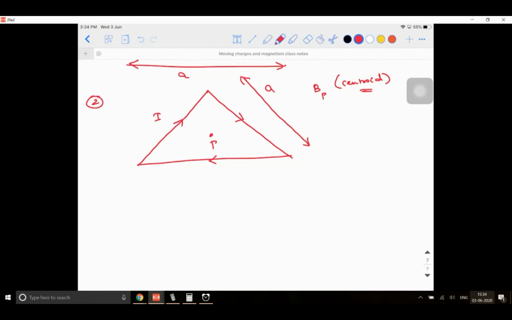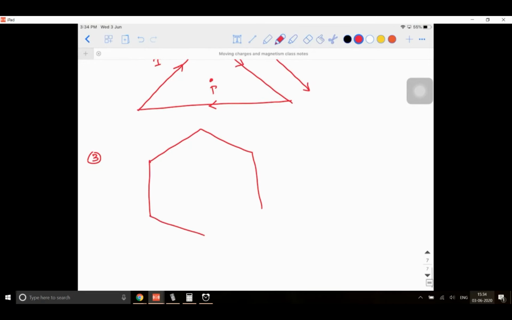Okay, then what can we think of? Okay, you will take a hexagon of side a. The current is flowing in the direction like this. You need to find the magnetic field at the center of it. These three are the homework parts.